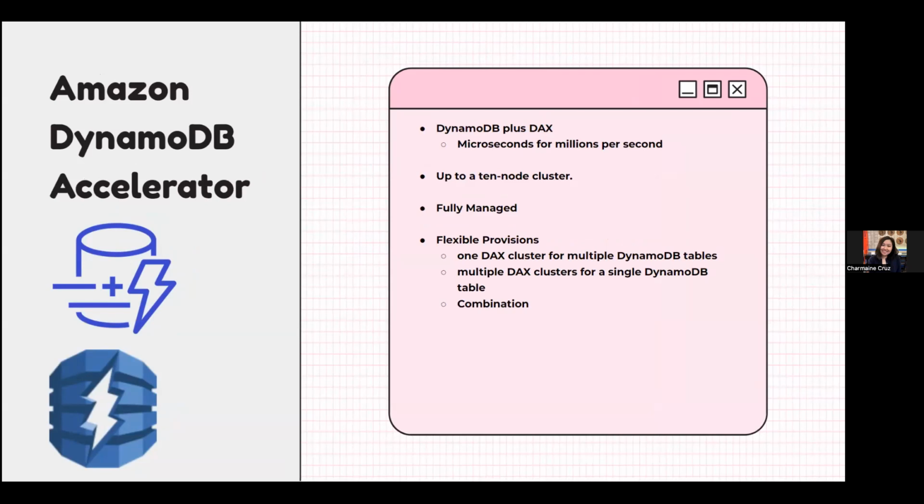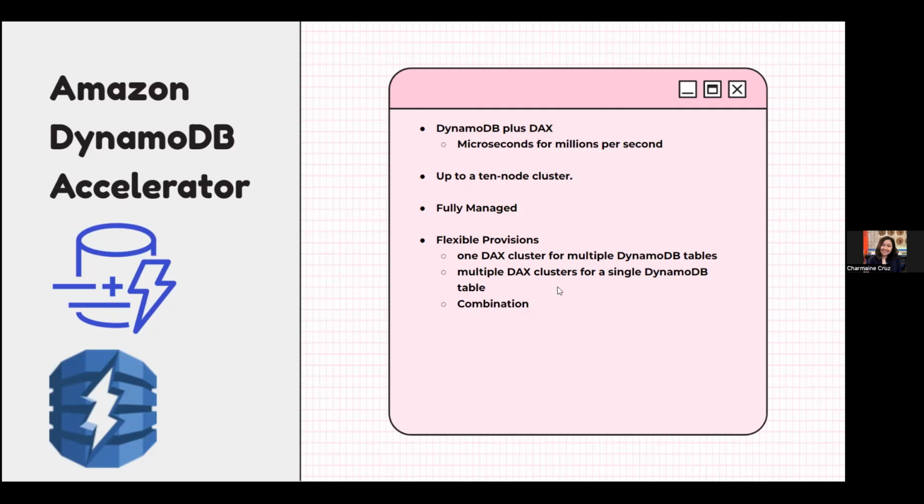I think this is one of the questions na nag-pop up last time na nag-exam ako for SAA. And ang pinaka-main question, or yung nasagot ko talaga sa kanya, is alam ko na may caching si DynamoDB. So, which is yung accelerator. DynamoDB plus DAX has microseconds per million per seconds for caching, up to 10 node cluster. So, ang main priority ng DAX is fully managed in-memory cache siya ni DynamoDB that runs in a cluster.